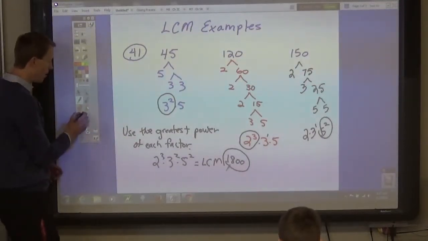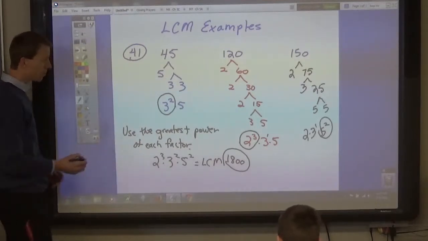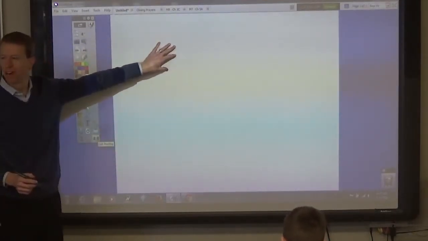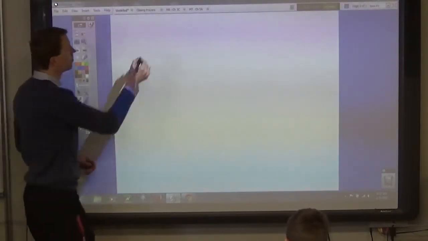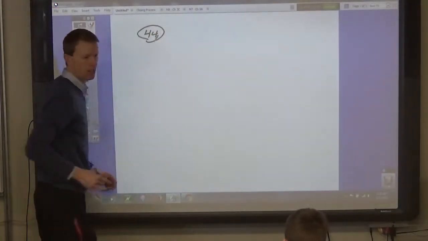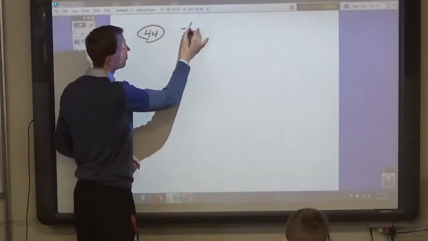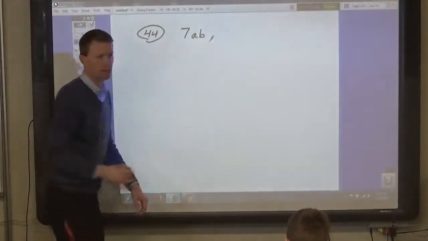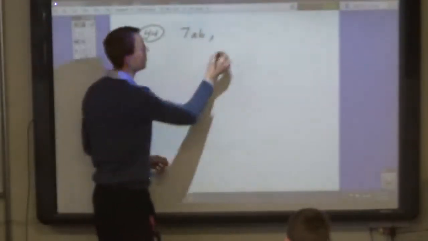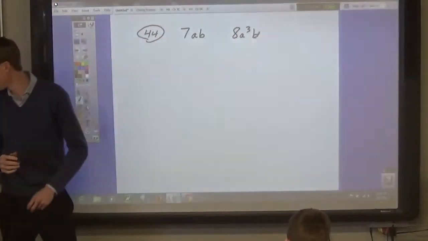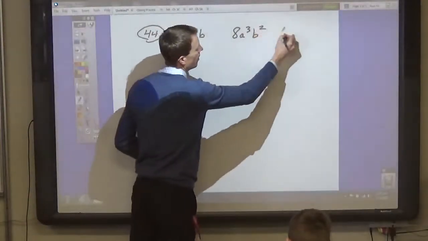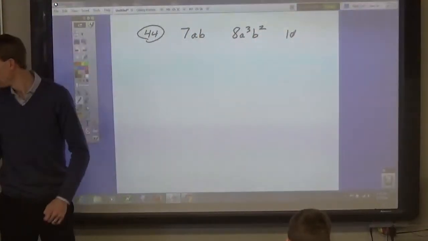Let's do one more with variables in it. Go to number 44. Number 44. Put this example in your notes. 7ab, 8a to the third b to the second, and 10a to the fourth.